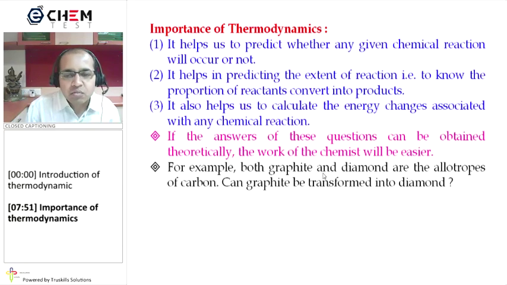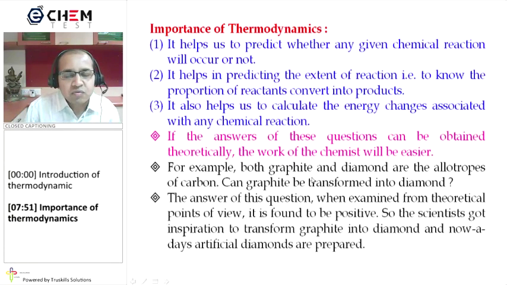For example, both graphite and diamond are allotropes of carbon. Can graphite be transformed into a diamond? The answer to this question, when examined from a theoretical point of view, is found to be positive. So scientists got inspiration to transform graphite into diamond, and nowadays, because of that, artificial diamonds are available.